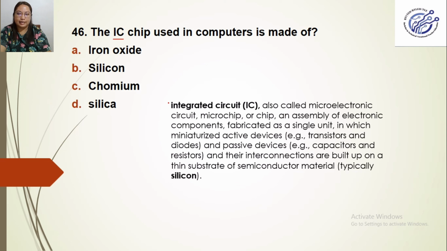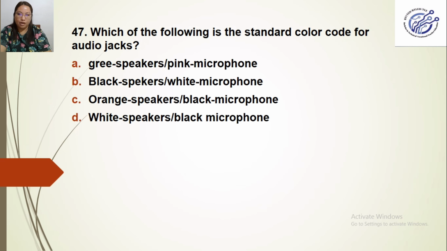So yung IC is integrated circuit po yan, also called the microelectronic circuit, microchips or chips, an assembly of electronic component fabricated as a single unit in which miniaturized active devices, capacitors and resistors and their interconnection are built up on a thin substrate of semiconductor material, typically po silicon. So number 46 po, ang ating sagot is letter B, silicon.